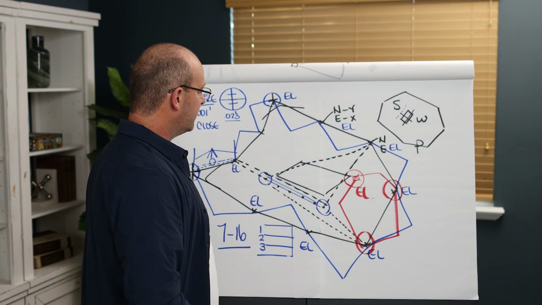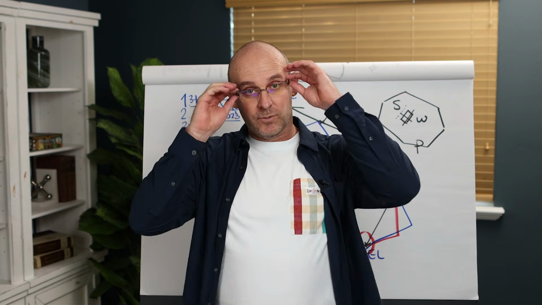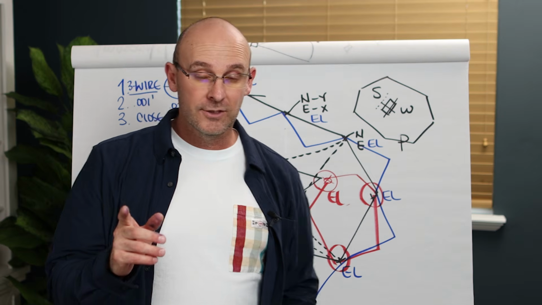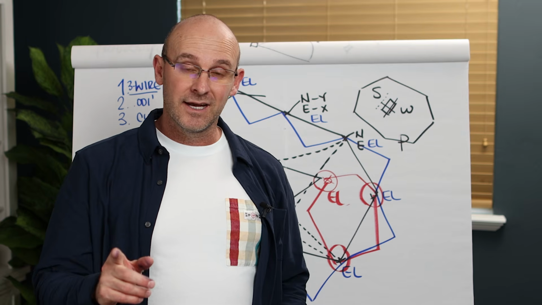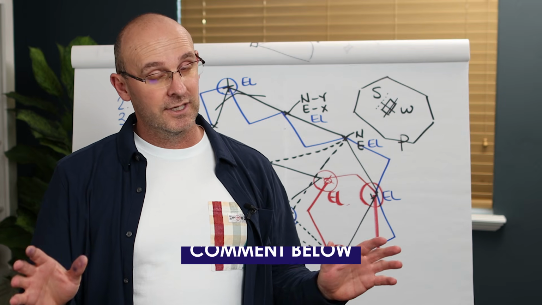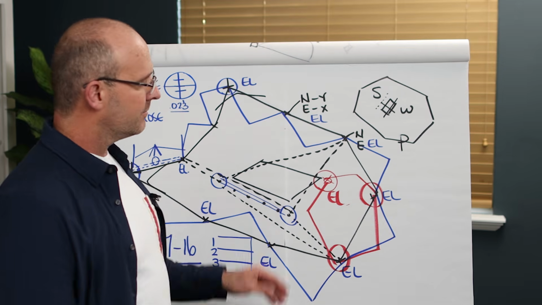Level loops are covered in detail in chapter 7 in the third revision, and I will link that to you in the description below. Also give you a blog post on this. Also, this will become a chapter inside our new book, Elevating Construction Field Engineers. If you have any questions, let me know. But level loops or a level circuit is crucial to the establishment of primary control.